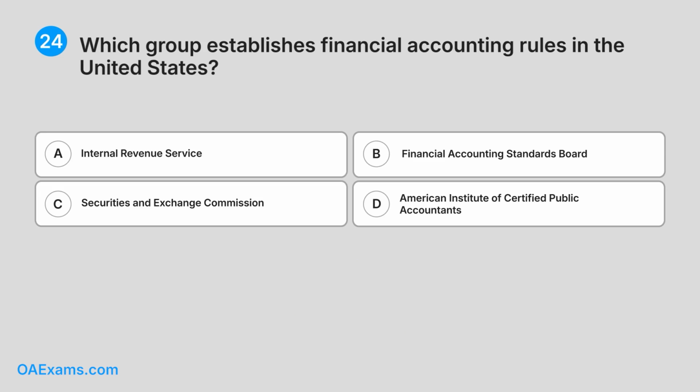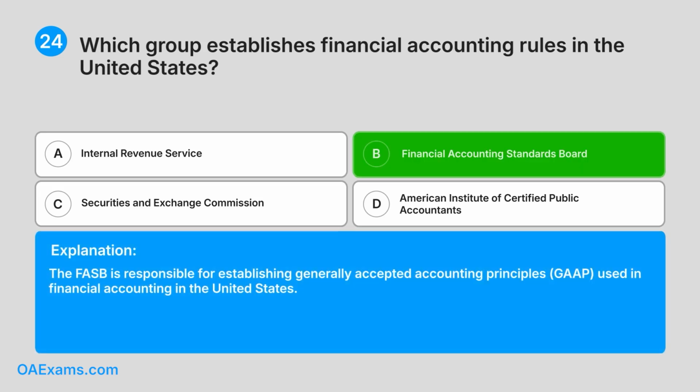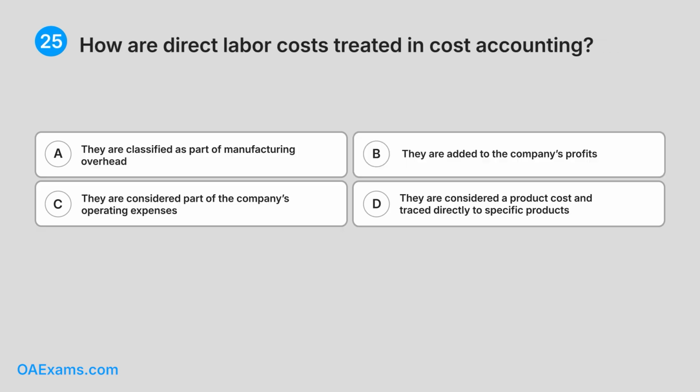Correct answer. B. Explanation. The FASB is responsible for establishing generally accepted accounting principles, GAAP, used in financial accounting in the United States. 25. How are direct labor costs treated in cost accounting? A. They are classified as part of manufacturing overhead. B. They are added to the company's profits. C. They are considered part of the company's operating expenses. D. They are considered a product cost and traced directly to specific products. Can you guess the answer?